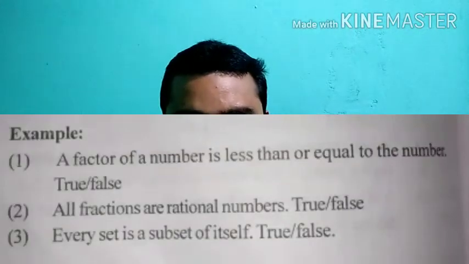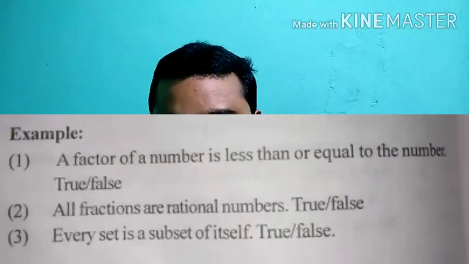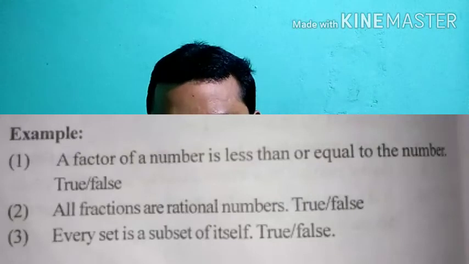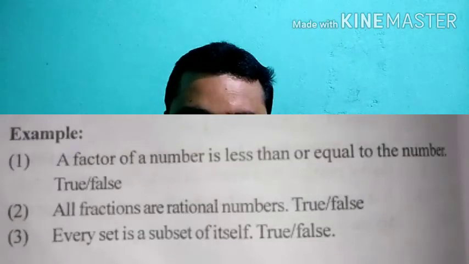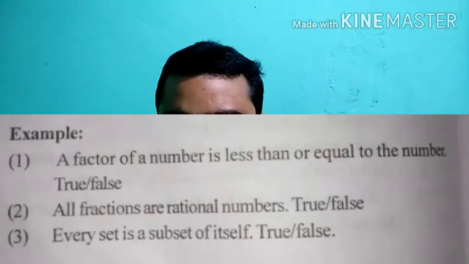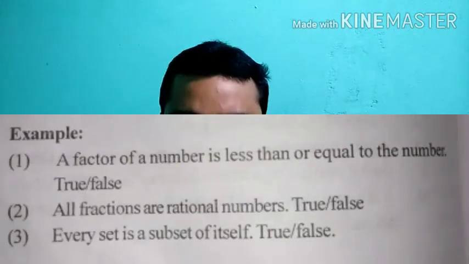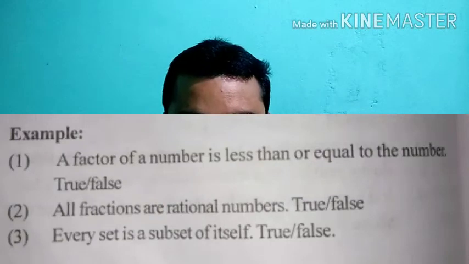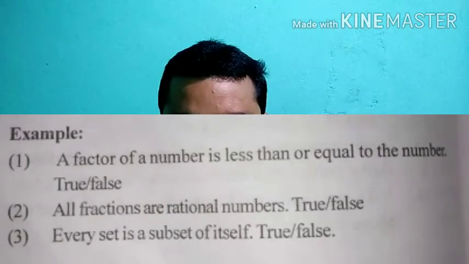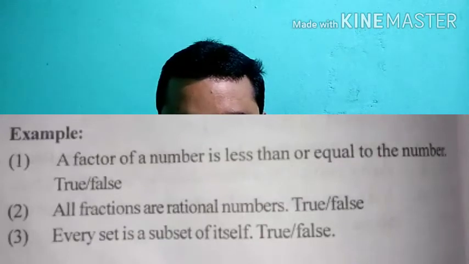For example: a factor of a number is less than or equal to the number. A factor of a number is less than or equal to the number, true or false. All fractions are rational numbers, true or false. Every set is a subset of itself, true or false.